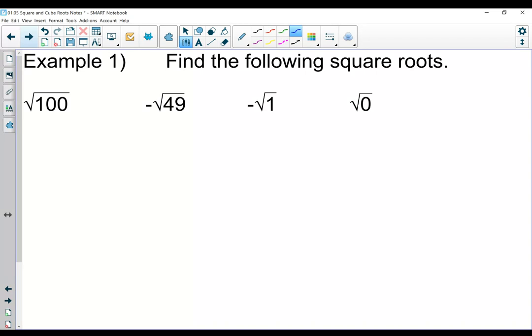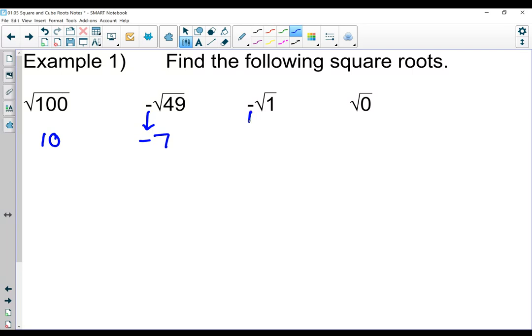Now we move on to the examples that are going to help get you ready for the quiz. So example 1 is really straightforward. We're just finding the square roots. Square root of 100 is 10, because 10 times 10 equals 100. On this one, because of this negative sign here, we write down a negative. It's not inside the square root. That would be a problem. It's outside. And then 7 times 7 is 49, so this will just be negative 7.